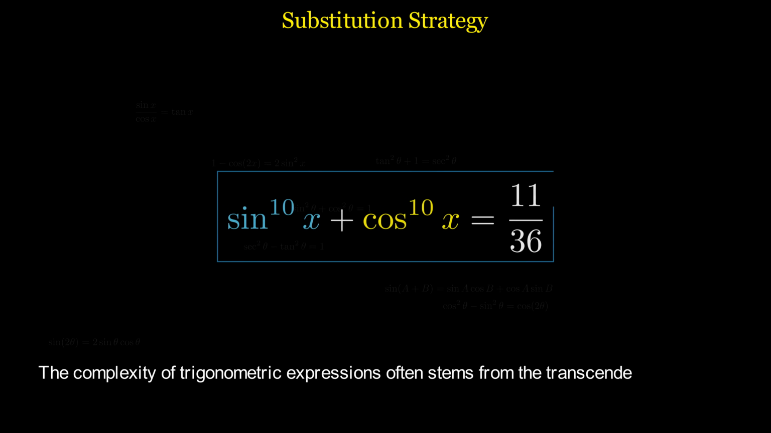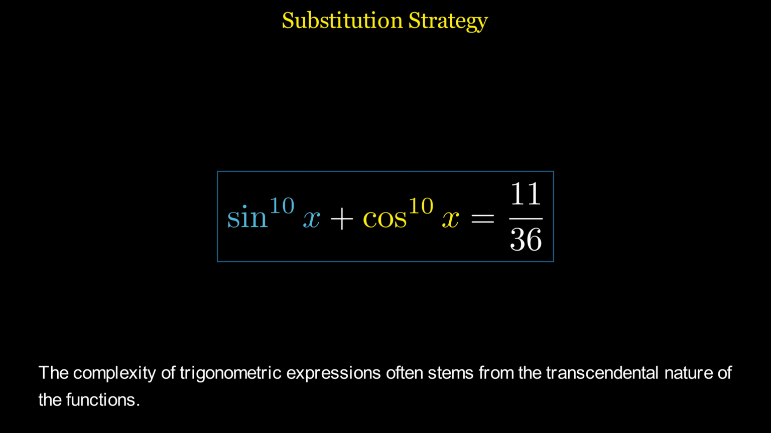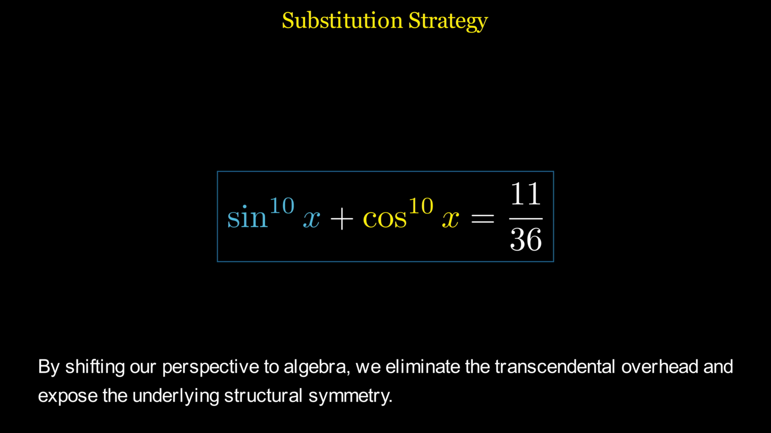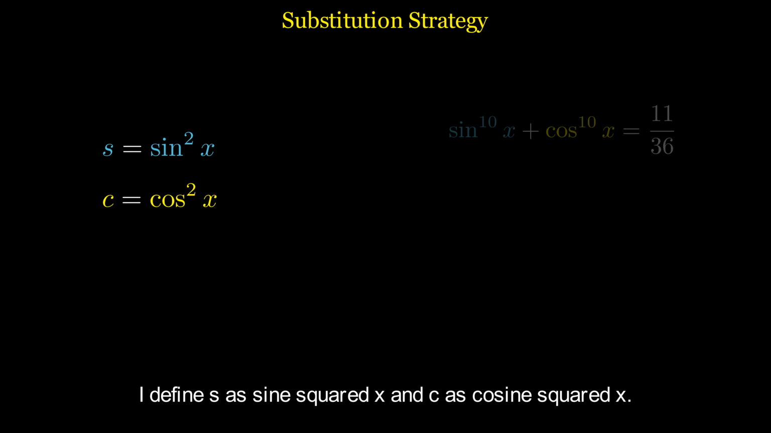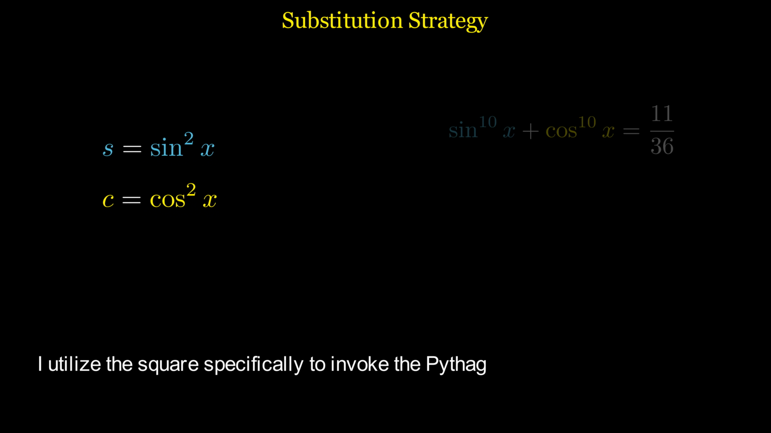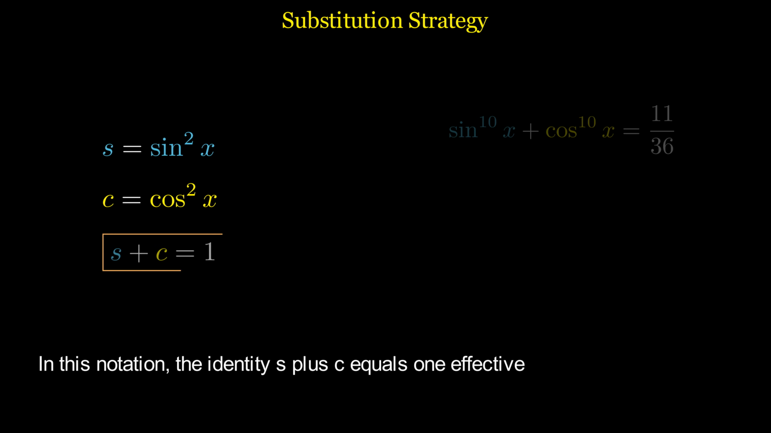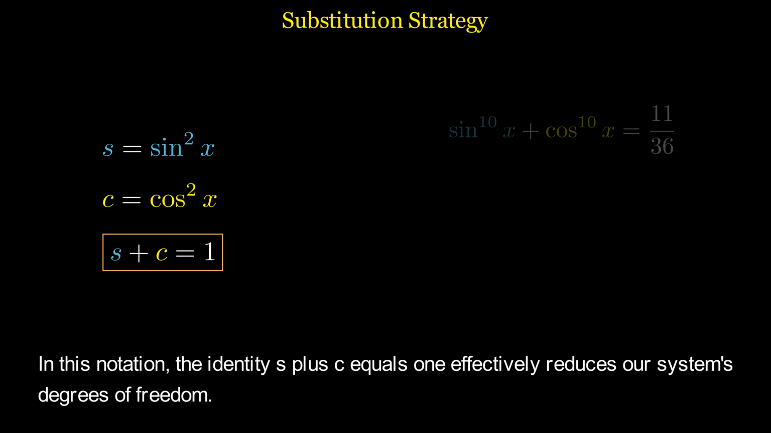The complexity of trigonometric expressions often stems from the transcendental nature of the functions. By shifting our perspective to algebra, we eliminate the transcendental overhead and expose the underlying structural symmetry. I define S as sine squared x and C as cosine squared x. I utilize the square specifically to invoke the Pythagorean identity, a fundamental principle of Euclidean geometry that remains our most reliable constraint. In this notation, the identity S plus C equals 1 effectively reduces our system's degrees of freedom.